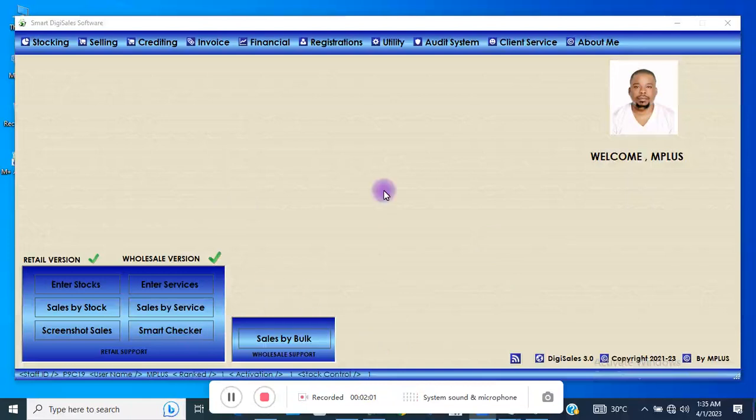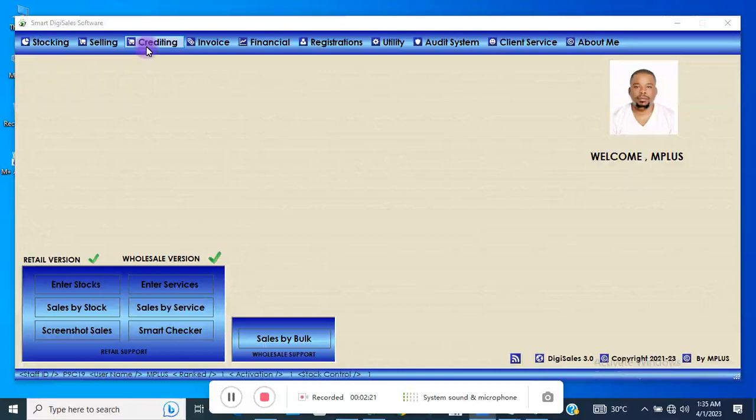DigiSales is a biometric software, so you have your picture here. When you log in, you get your picture there. The registration is done with your picture and your national ID. Please kindly remember that for new users. So let's go direct to direct credit.